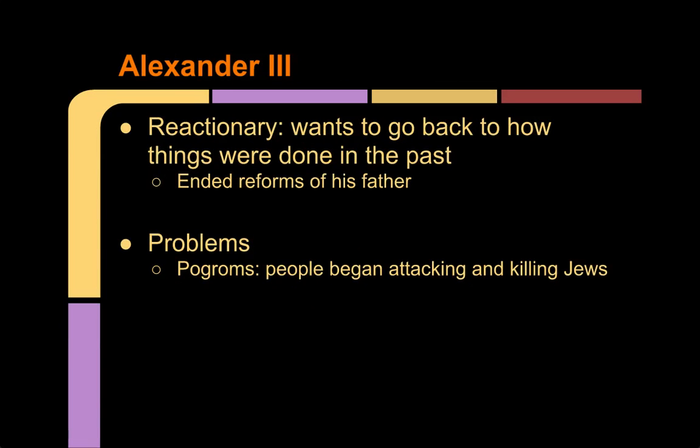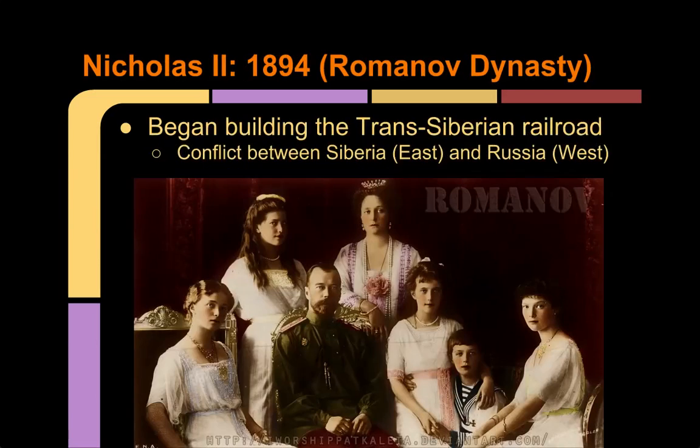Now, Alexander III will be the reactionary, and he wants to go back to how things were done in the past. So he sees what his father did as the reforms, and he's like, oh, we need to change it, go back to what we were doing. Now, you're going to have one problem in Russia during this time, and it's going to be the pogroms, which are people who are going to start attacking and killing Jews in Russia. So that is racism, that's persecution and discrimination against a religious group.